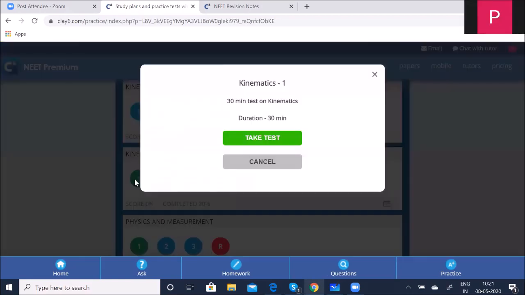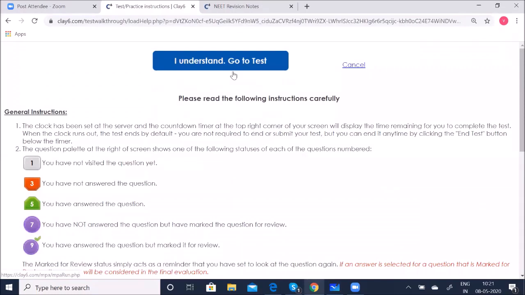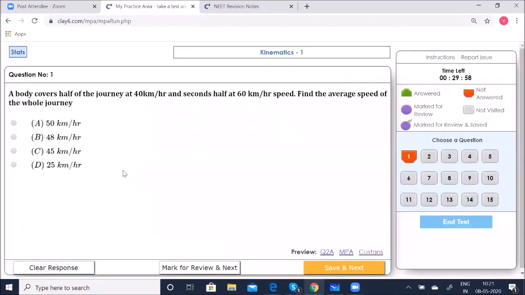Okay, so look at this. Take a test, click on that, go to test. Now this appears. Now going to the first question. A body covers half of the journey at 40 kilometers per hour and the second half at 60 kilometers per hour. Find the average speed of the whole journey. This is what is being asked.